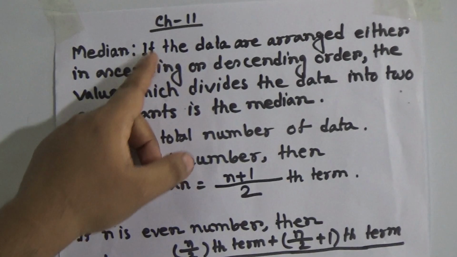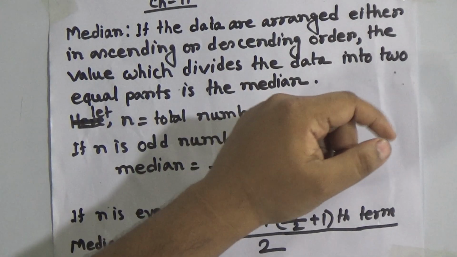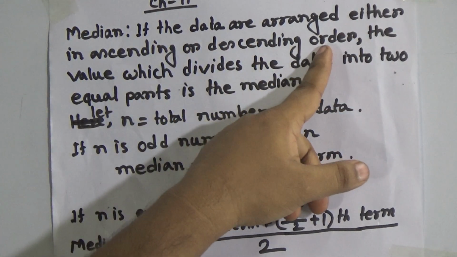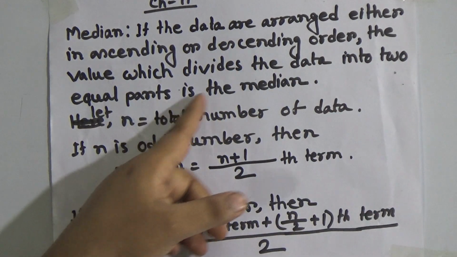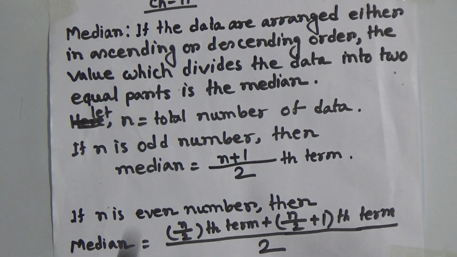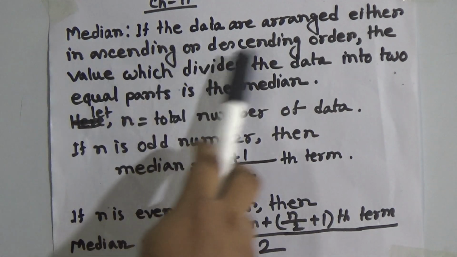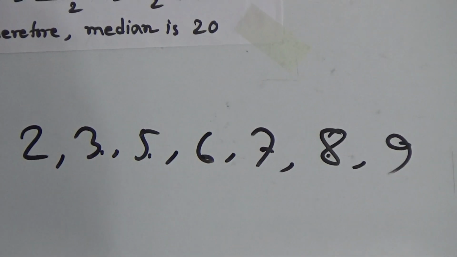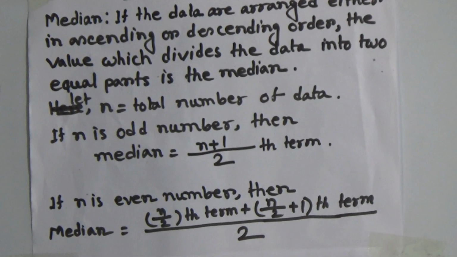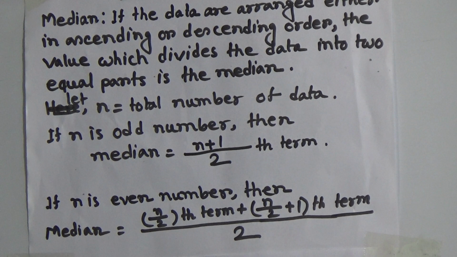Please notice, if the data are arranged either in ascending or descending order, the value which divides the data into two equal parts is the median. I repeat, if the data are arranged in ascending or descending order, that means if the numbers are given just like 2, 3, 5, 6, 7, 8, 9. So how many data are there? 1, 2, 3, 4, 5, 6, 7. Please notice my dear students, these data are arranged in ascending order.